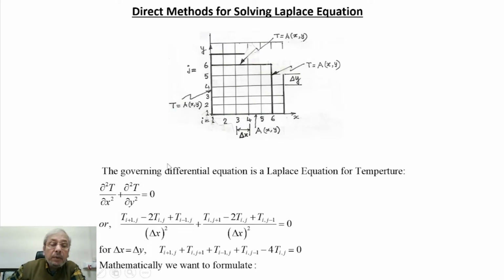So the governing equation, obviously, is the Laplace equation: del 2T by del x2 plus del 2T by del y2 equals 0. We discretize following central differencing: T i plus 1 j minus twice T i j plus T i minus 1 j by delta x square, plus T i j plus 1 minus twice T i j plus T i j minus 1 by delta y square. By mistake, this has been written delta x square, but ideally, as you all know, this is delta y square. Since we are taking delta x equal to delta y, we can write delta y equal to delta x.